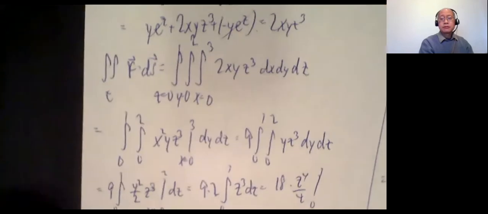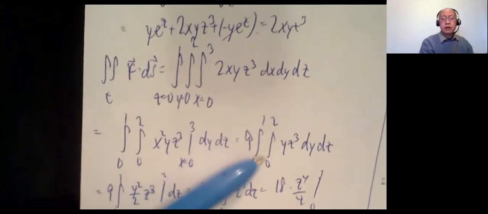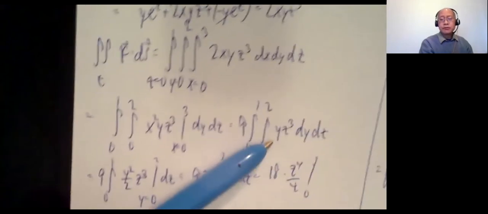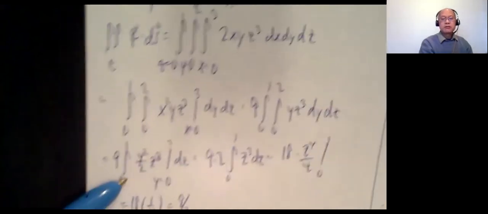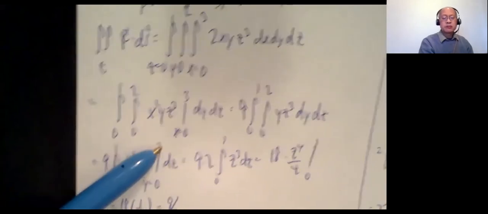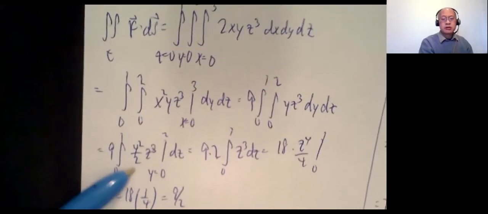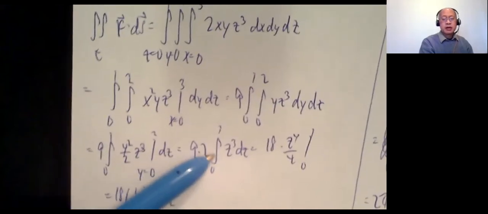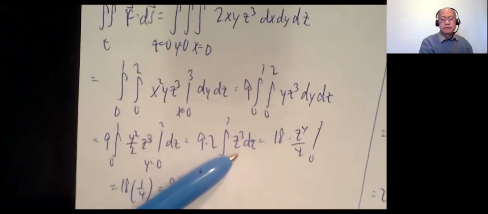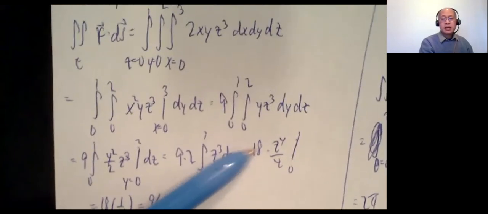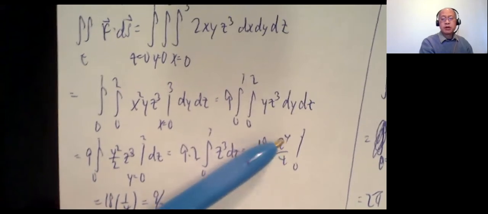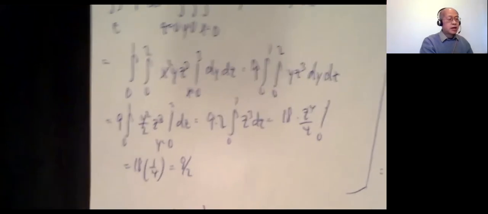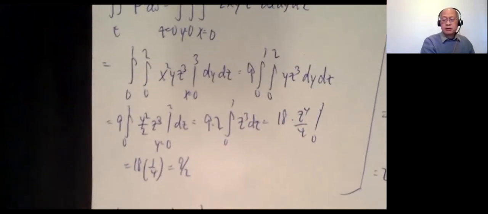Take the 9 out. So now I have the integral from 0 to 1, 0 to 2, y z cubed dy dz. That's going to be y squared over 2, z cubed, y going from 0 to 2. Plug in 0, you get 0. Plug in 2, you get 2. 9 times 2 is 18. And then I'm integrating z cubed dz. So that's 18 times z to the 4th over 4 from 0 to 1. Plug in 0, you get 0. Plug in 1, you have 1/4. Final answer is 9/2. And there we go.